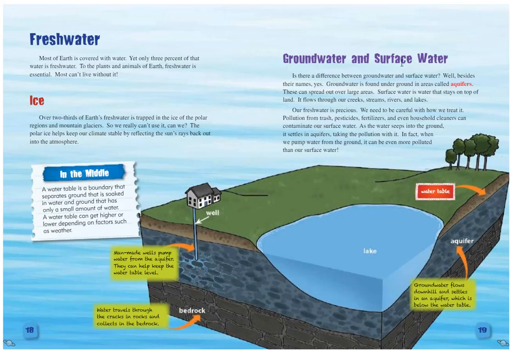Groundwater and surface water. Is there a difference between groundwater, well, that's water found underground, and surface water, that found on the surface? Well, besides their name, yes. Groundwater is found underground in areas called aquifers. These can be spread out over large areas. Surface water is water that stays on top of the land. It flows through our creeks, streams, rivers, and lakes.